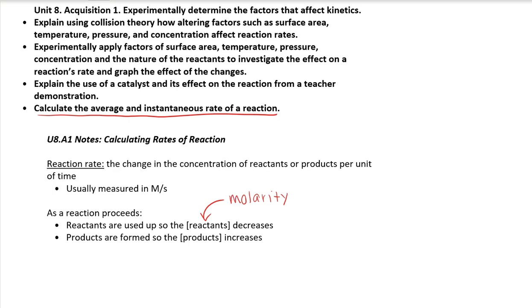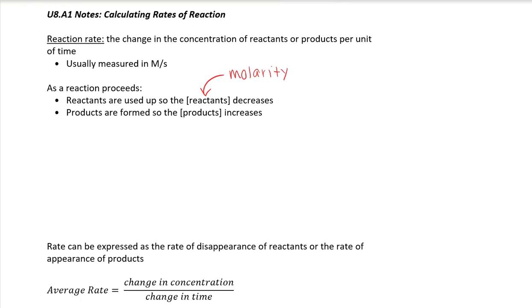So as a reaction proceeds, two things are going to happen. The reactants are going to get used up. And since the reactants are getting used up, that means their concentration is going to decrease. Well, as those reactants are getting used up, products are being formed. So that means the concentration of our products are going to increase.